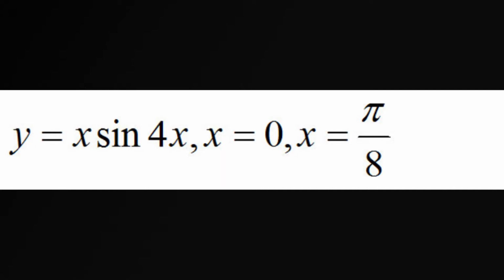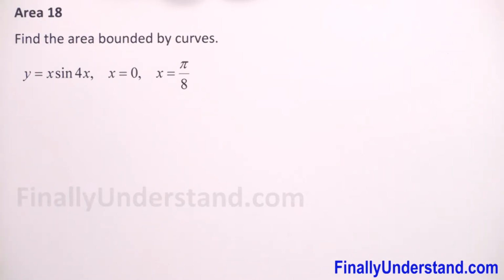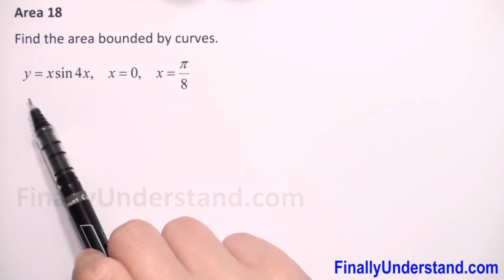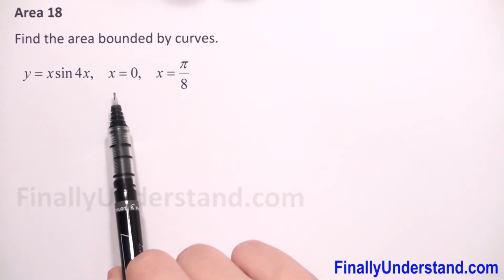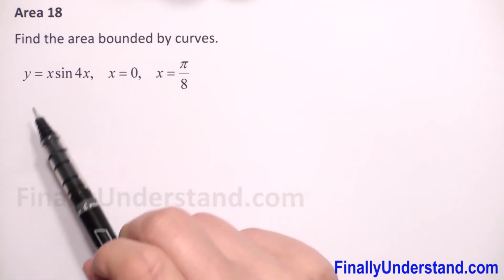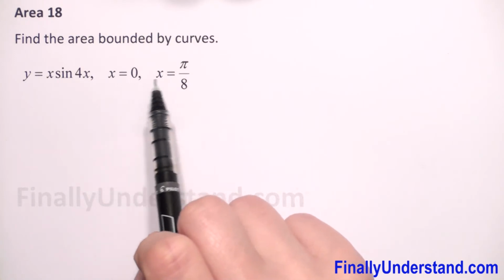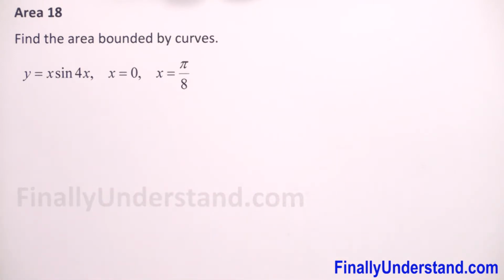We have given the curve y equals x times sine 4x, and we have given x equals 0 and x equals pi over 8. So it means we will have to find the area under our curve between 0 and pi over 8. Let's check what will be the value of our function for these two x's.